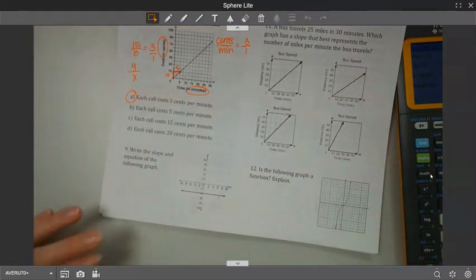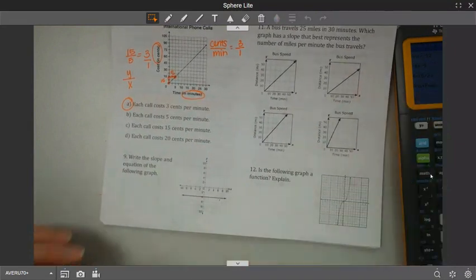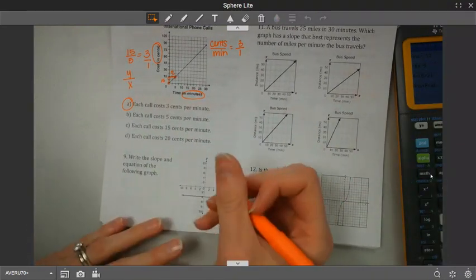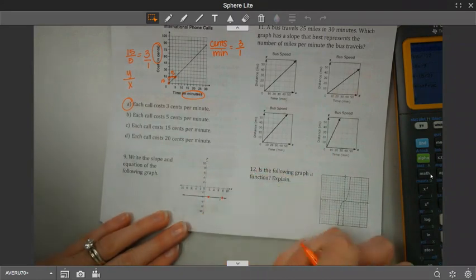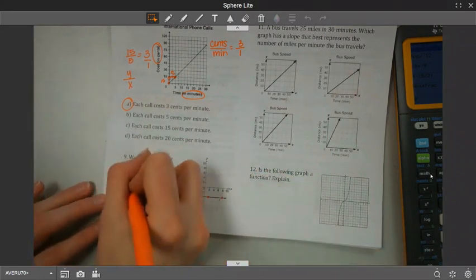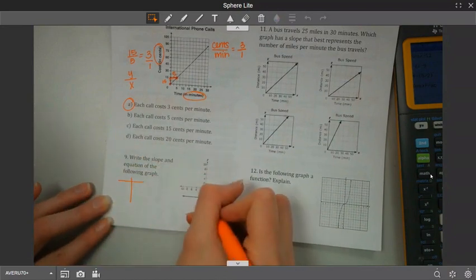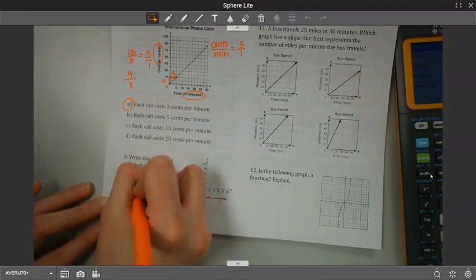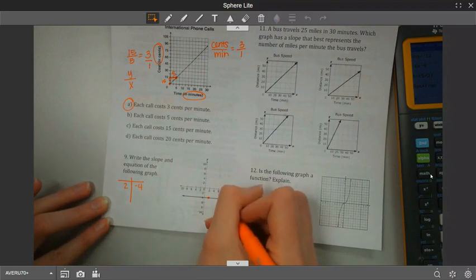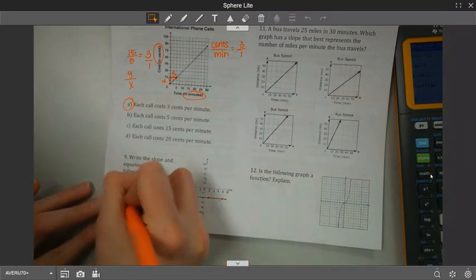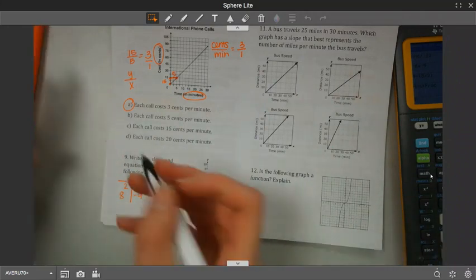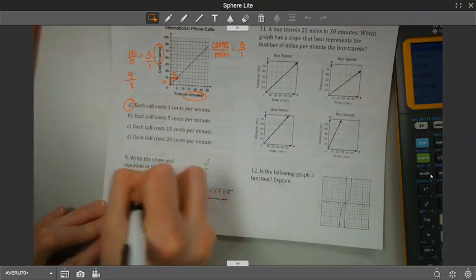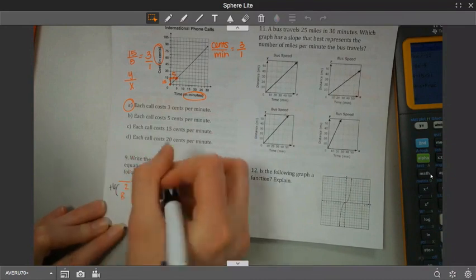All right, number 9. Write the slope and the equation of the following graph. Well, I can pick 2 points off this if I did not already know what the slope was. So I'll pick 2 points. It doesn't matter which 2 as long as they're on the line. And I can make a table. So I have a point at 2, negative 4. And then I have a point at 8, negative 4. To go from negative 4 to negative 4, that's plus 0. To go from 2 to 8, that's plus 6.